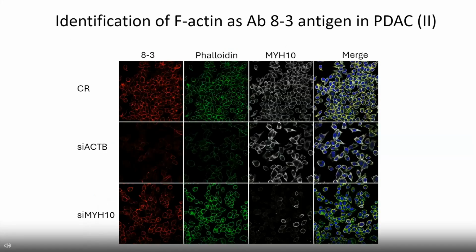And then we further confirm this genetically. Actin is an essential gene, so we do the siRNA knockdown. When we knock down actin, you will see a decrease in phalloidin staining, but also a decrease in our antibody AZ3 staining. In comparison, if we knock down myosin 10, our staining of phalloidin and also our antibody AZ3 was not affected. This further confirms antibody AZ3 indeed recognizes F-actin.